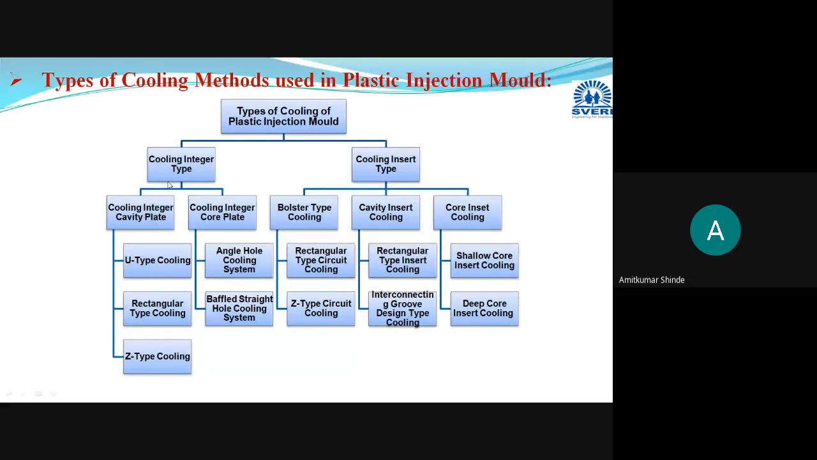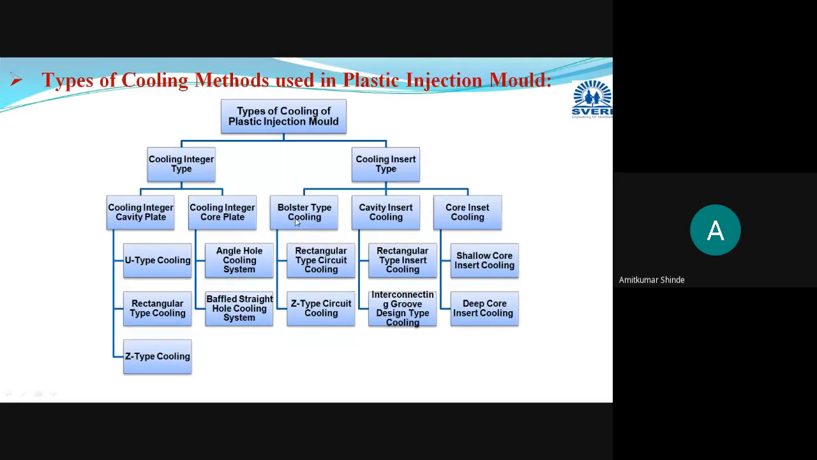Then this integer type is classified in two subtypes, as a cavity plate and core plate cooling, and depending on the channels used or cooling circuits used, these are further classified in different types as U type, rectangular type, and Z type cooling. And this core plate integer cooling is classified in two types: angle hole cooling system and baffled straight hole cooling system.